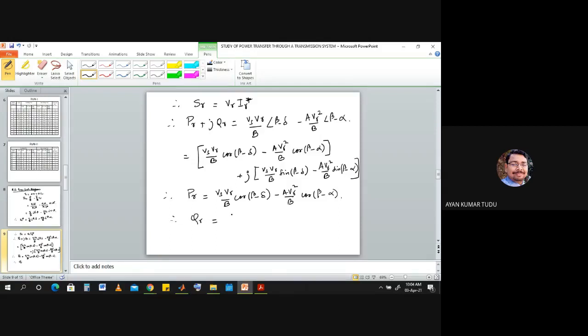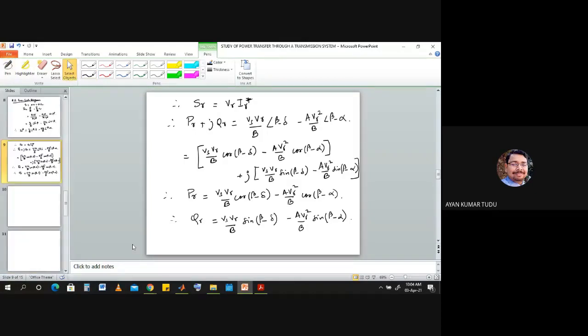And QR would be equal to the imaginary term. Correct? Can we write it or not? Yes, sir. Okay, so can we find out the power circle diagram from this one?